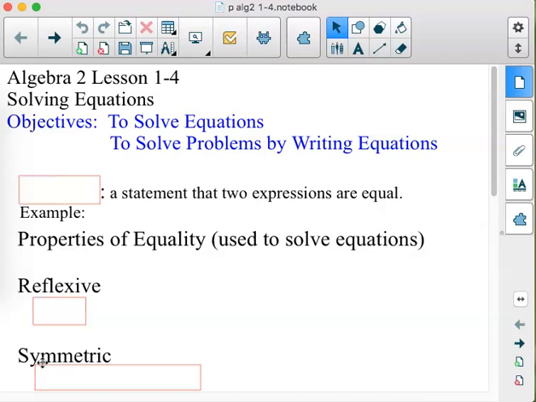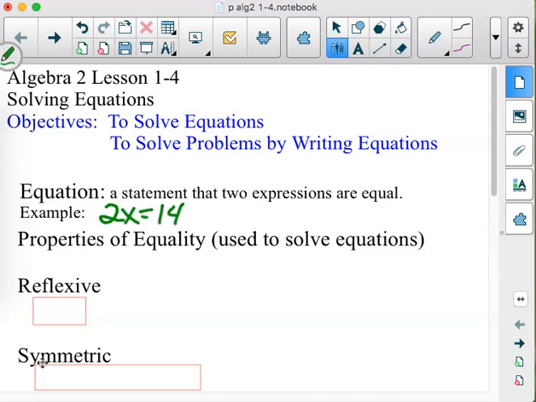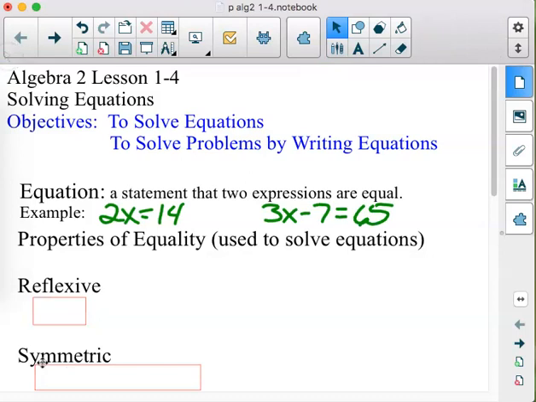So let's get started. Those objectives, we want to be able to solve equations, solve problems by writing equations. And the very first thing we see here is a statement that two expressions are equal. The root word of equation is equal. So we could do something as basic as 2x equals 14. We might have something like 3x minus 7 equals 65. Those are equations because we have two expressions on either side of the equals.